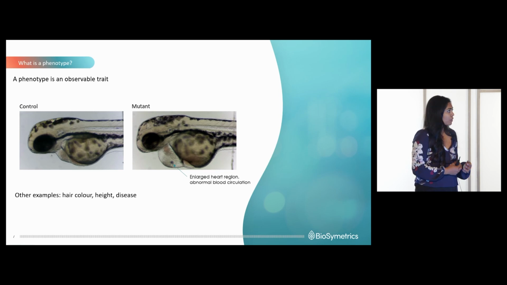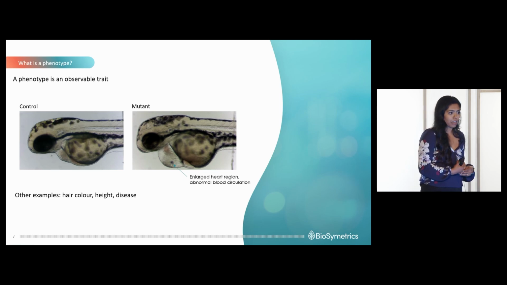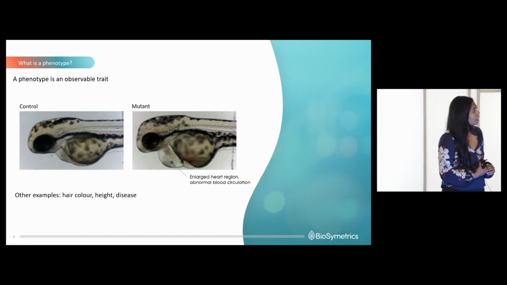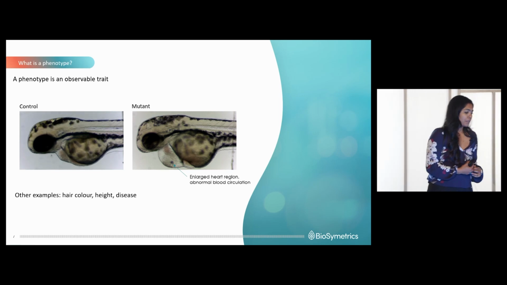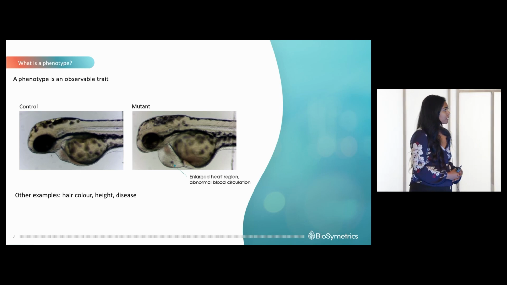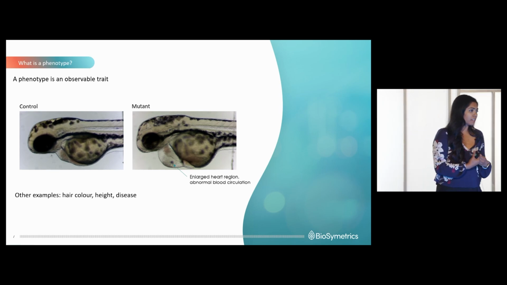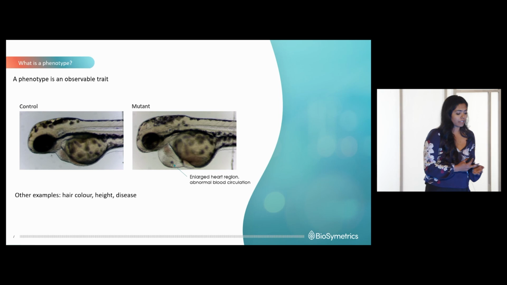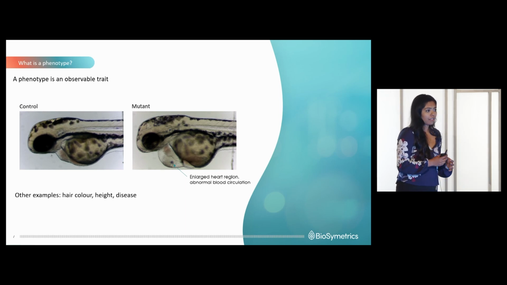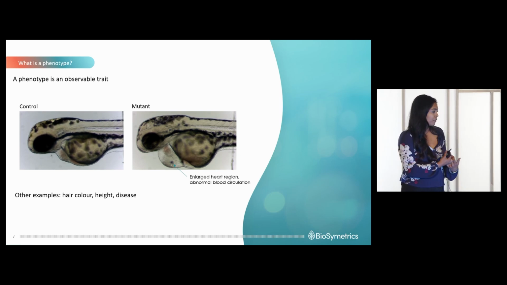I'll just go over a bit of terminology for the folks that don't necessarily have a biological background. So what is a phenotype? A phenotype is basically an observable trait. Anything that you can see with your eyes, whether it be hair color, height, disease, whatever it might be, that is what we generally describe as a phenotype.